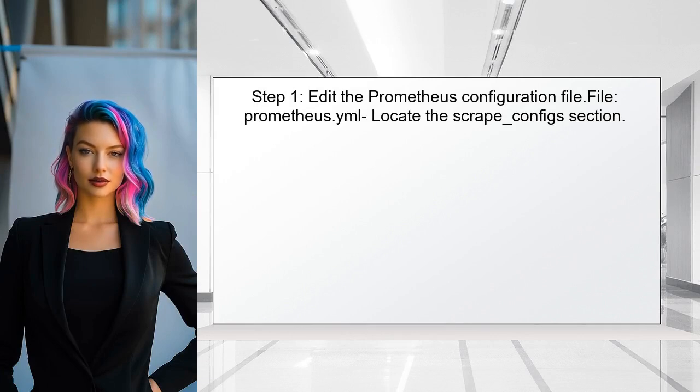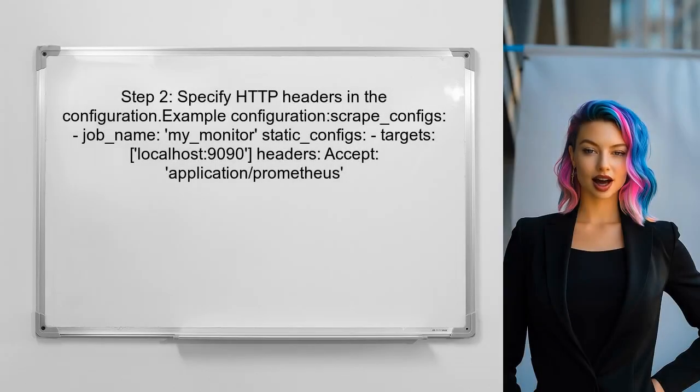To configure Prometheus to add a custom header, the user should start by editing the Prometheus configuration file, typically named prometheus.yml. Next, the user needs to specify the HTTP headers in the configuration. This can be done by adding a headers section under the relevant job in the scrape configs.